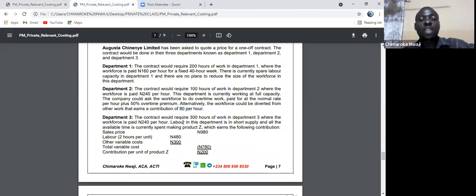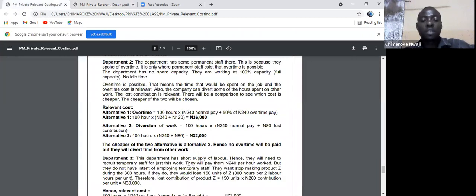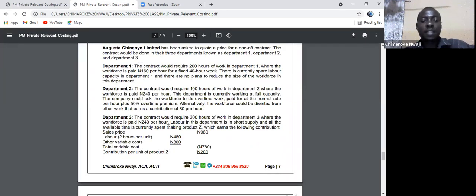Here they said the contract will require 300 hours of work in Department 3, where the workforce is paid 240 naira per hour. And they said labor in this department is in short supply. So it's possible that they will need to recruit temporary labor for this work. And if they do that, they're going to pay them 240 naira per hour. But look at what it said.